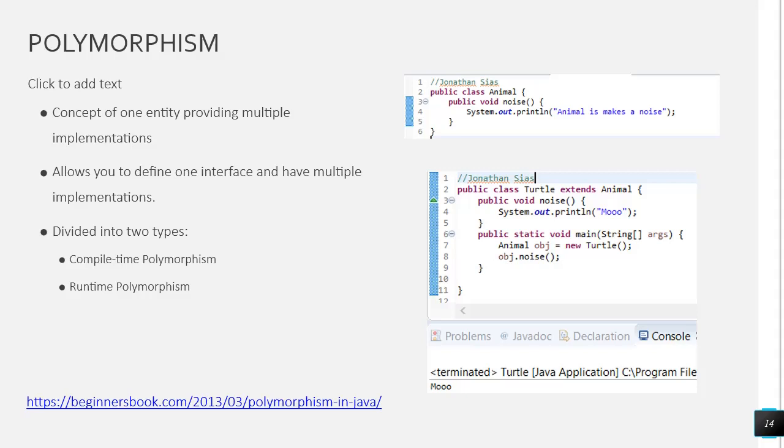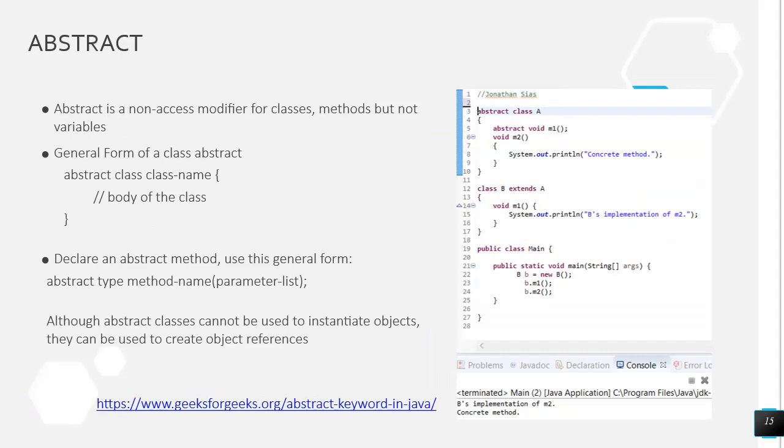The runtime example of polymorphism. Abstract is a non-access modifier for classes and methods, but not variables. The general form of an abstract class is: abstract class, class name, and then the body of the class enclosed in curly brackets. To declare an abstract method, we use this general form: abstract type, method name, and parameter list.